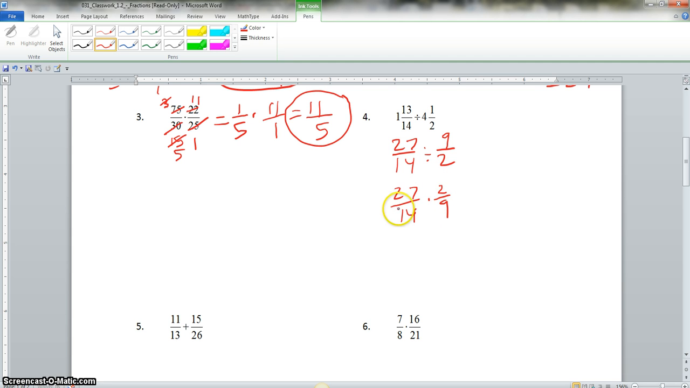Now we could do the cross simplifying again. We say 9 goes into 9 once, 9 goes into 27 3 times. 2 goes into 2 once, and 2 goes into 14 7 times. So this would be 3 sevenths times 1 over 1, which would give us 3 sevenths.